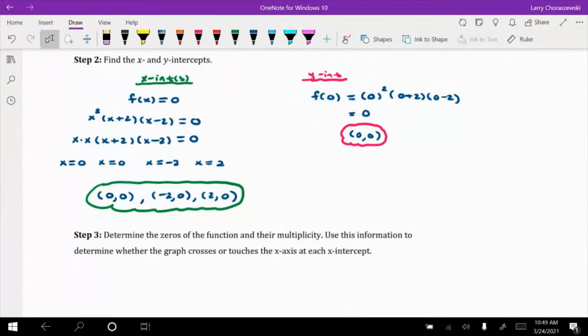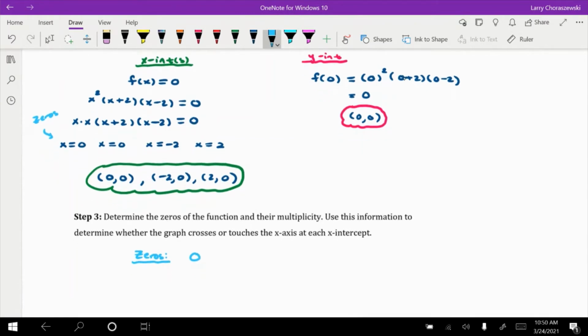Now step 3, we actually knocked out by doing some of step 2. It says determine the zeros of the function and their multiplicity, and then use the information to determine whether the graph crosses or touches the x-axis. So these are zeros. X equals 0, x equals negative 2, and x equals positive 2. And I'm going to list them out going vertically. We have 0, negative 2, and positive 2.